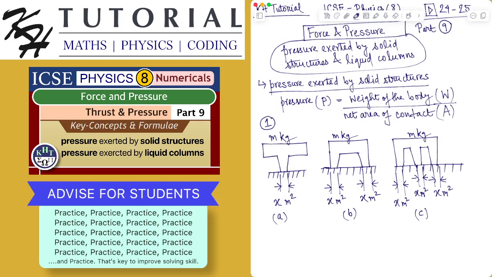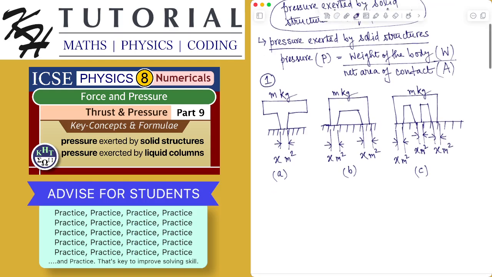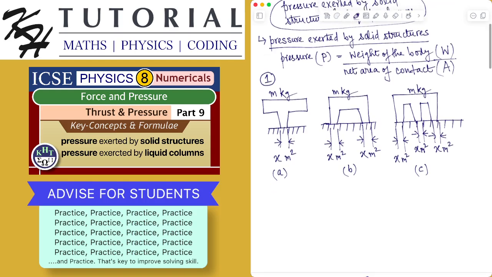How do we actually find the pressure exerted by a solid body that has a mass and can rest on one of its sides on a flat surface? So take for example this figure. This is example 1, where this is a solid structure.